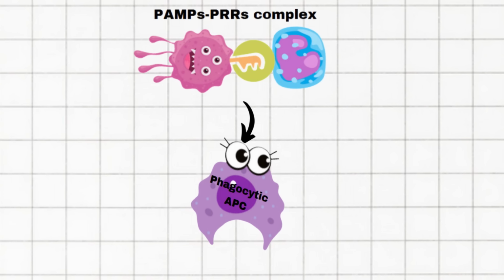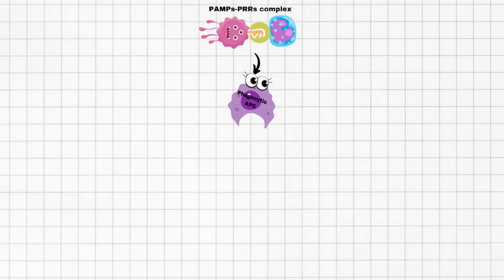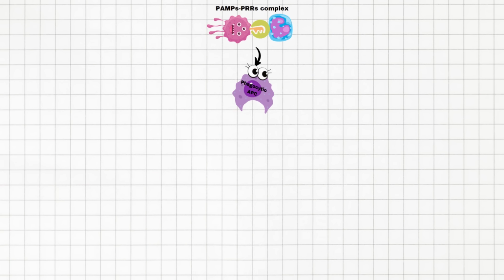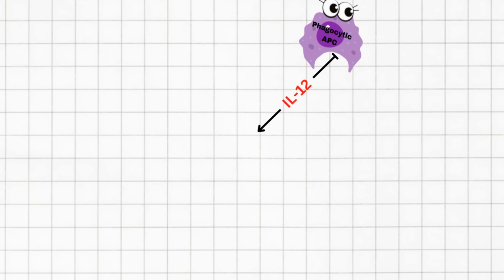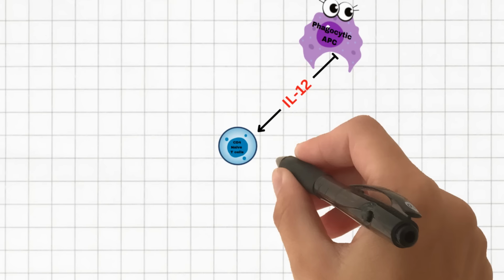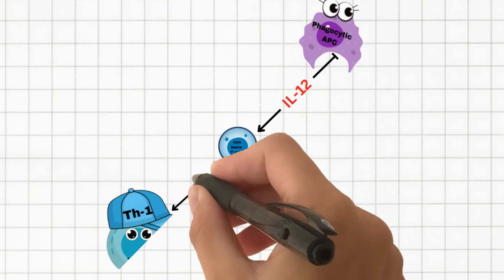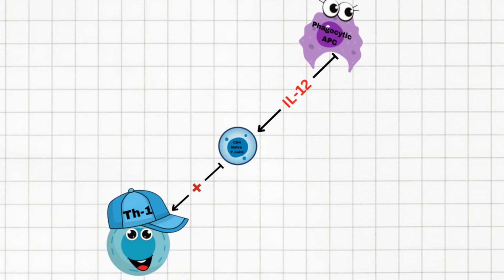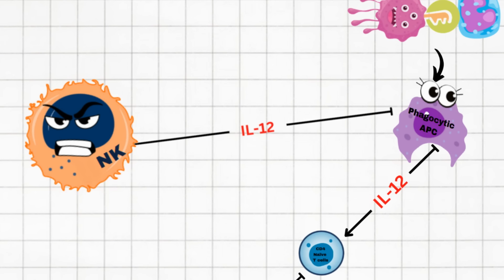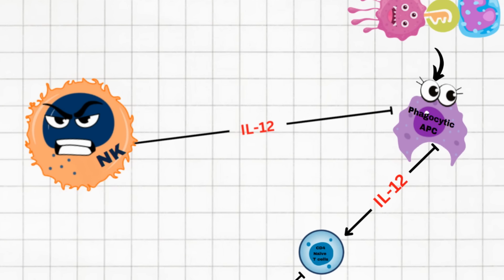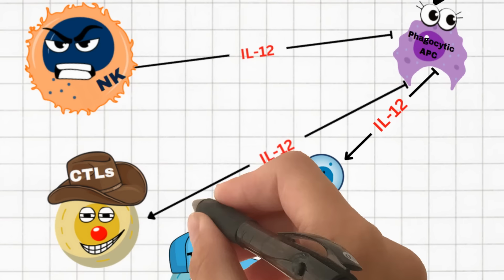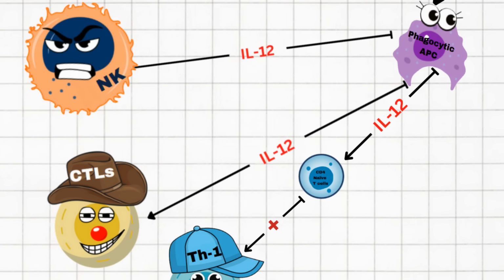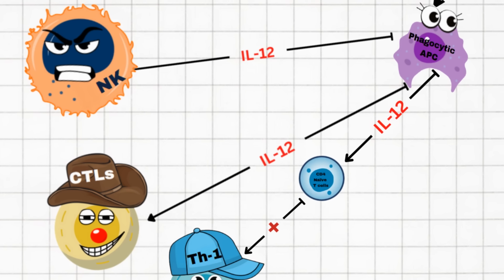What are common cytokines produced by phagocytic antigen-presenting cells? The first is interleukin-12. It goes to naive T cells to promote their differentiation into T helper 1 cells, and it also goes to natural killer cells to enhance their cytotoxic activity, and to cytotoxic T lymphocyte cells to enhance the cytotoxic activity also. These target cells reciprocally reply by releasing interferon-γ.